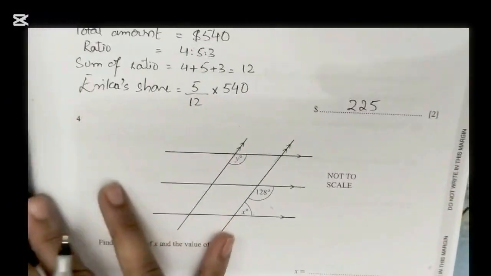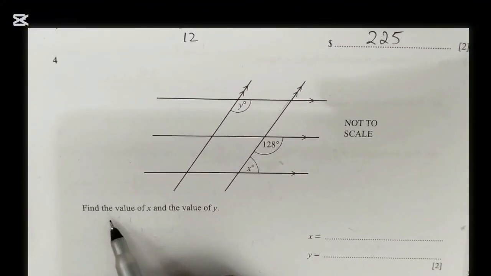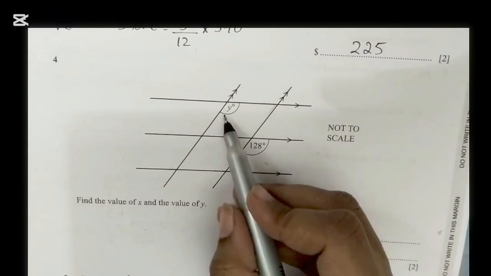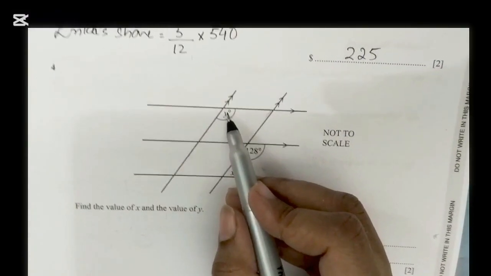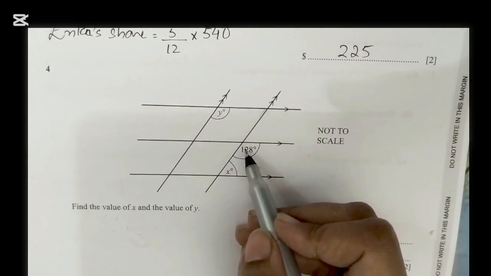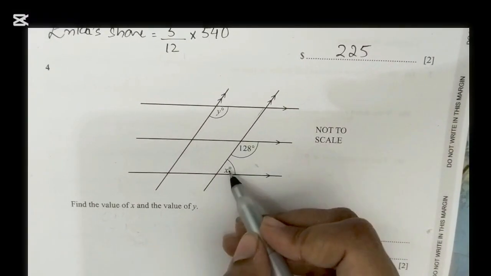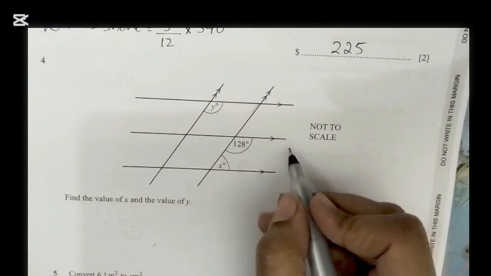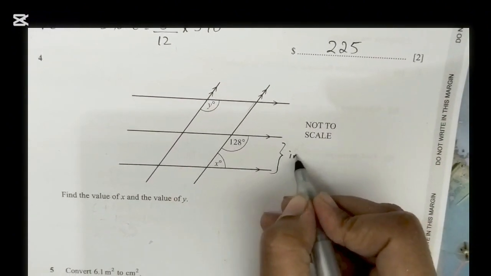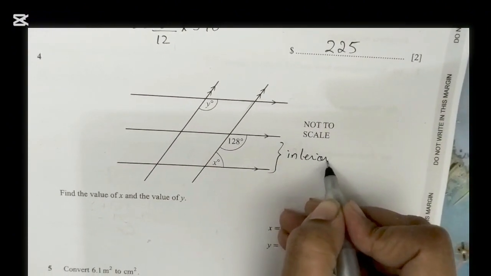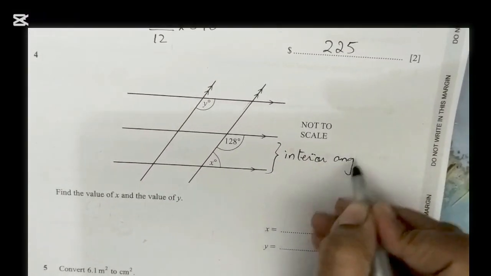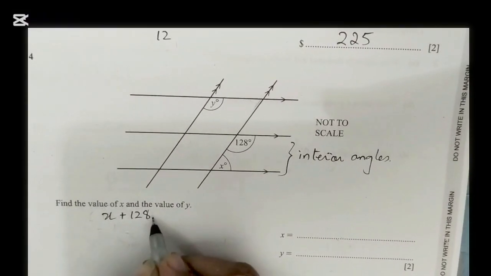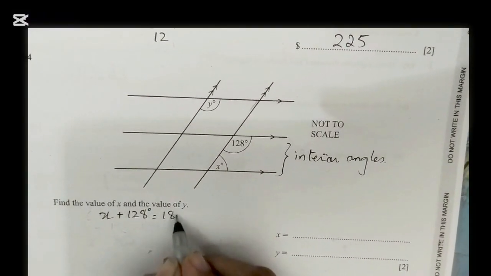Okay, now see question number 4. Find the value of x and the value of y. Here this is x and here is y. First of all we are going to find x. You know that x and 128 are the interior angles, and the sum of interior angles is 180. So we are going to write x plus 128 degrees is equal to 180.